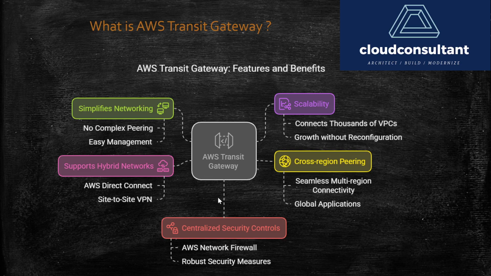Transit Gateway is a centralized hub, which acts as a central hub to connect all your multiple VPCs in different accounts, and it simplifies the networking across multiple regions. Second is scalability. You can connect thousands of VPCs across different accounts, and it removes the need for complicated cross-region peering, right? So it's very feasible now to connect your multiple VPCs across regions.